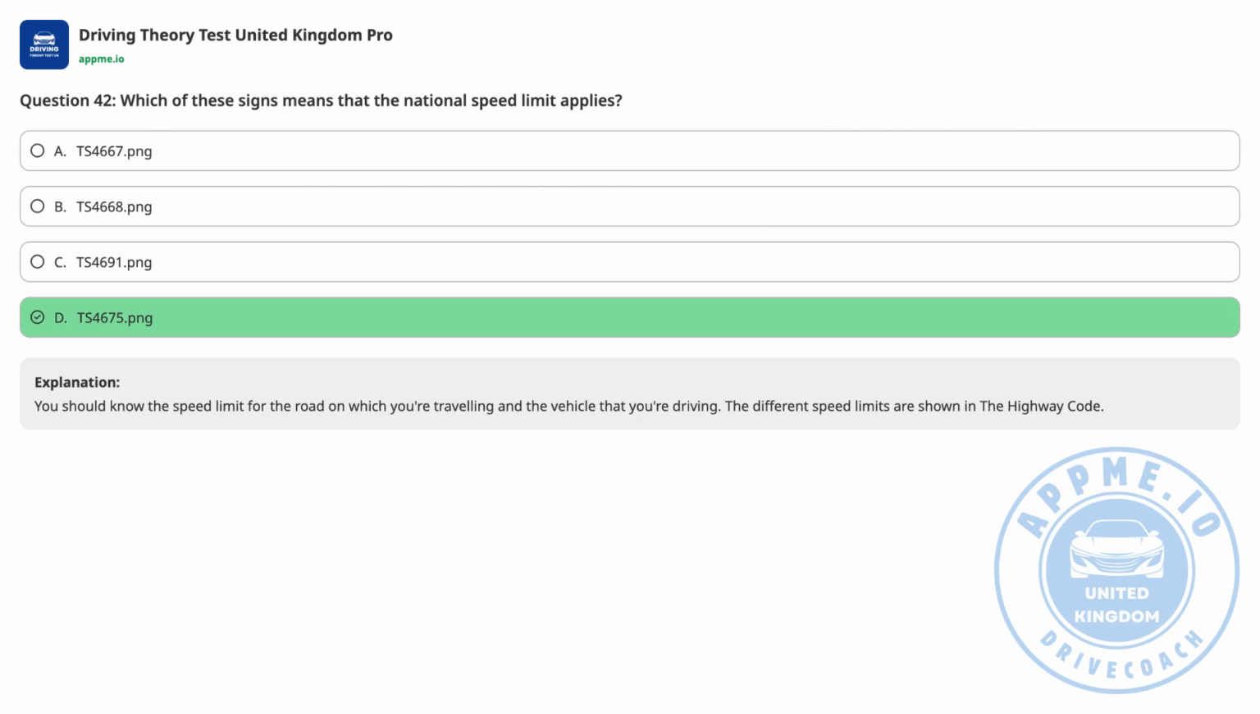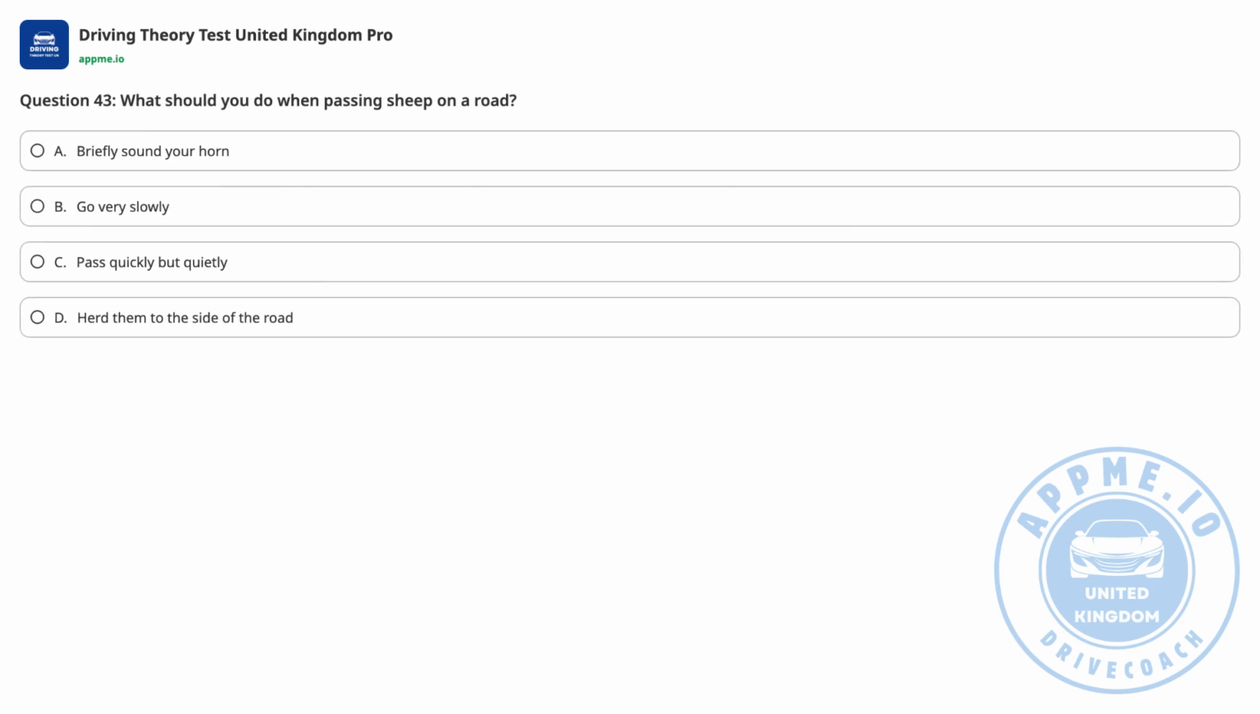The correct answer is D. Question 43. What should you do when passing sheep on a road? A. Briefly sound your horn. B. Go very slowly. C. Pass quickly but quietly. D. Herd them to the side of the road.